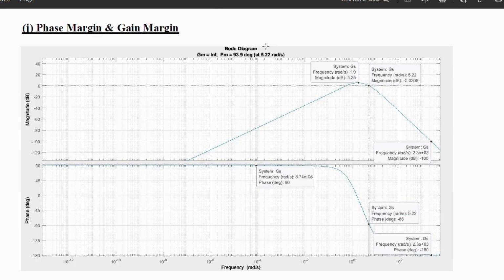And this is our plot diagram. We get the phase margin of 93.9 degrees at 5.22 radian per second, and you can see for the gain margin, this is the frequency, and the magnitude is at negative 0.0309, and this is the phase margin, and we get the value there.